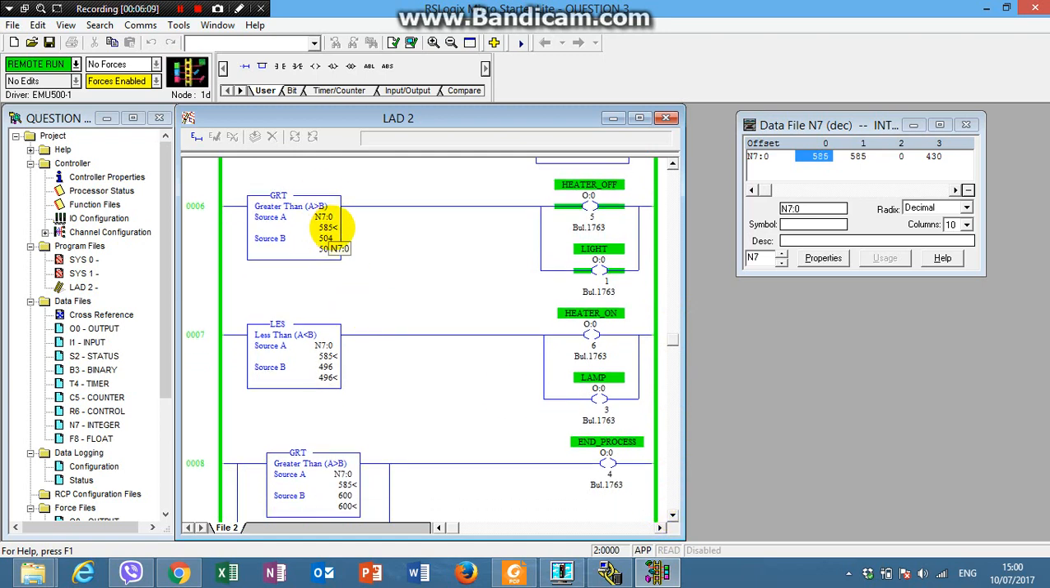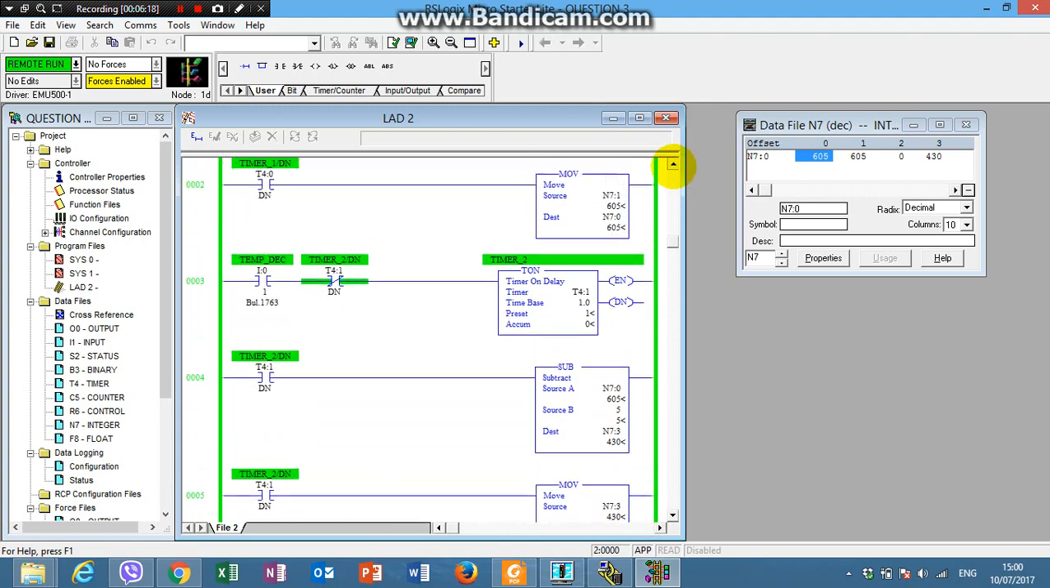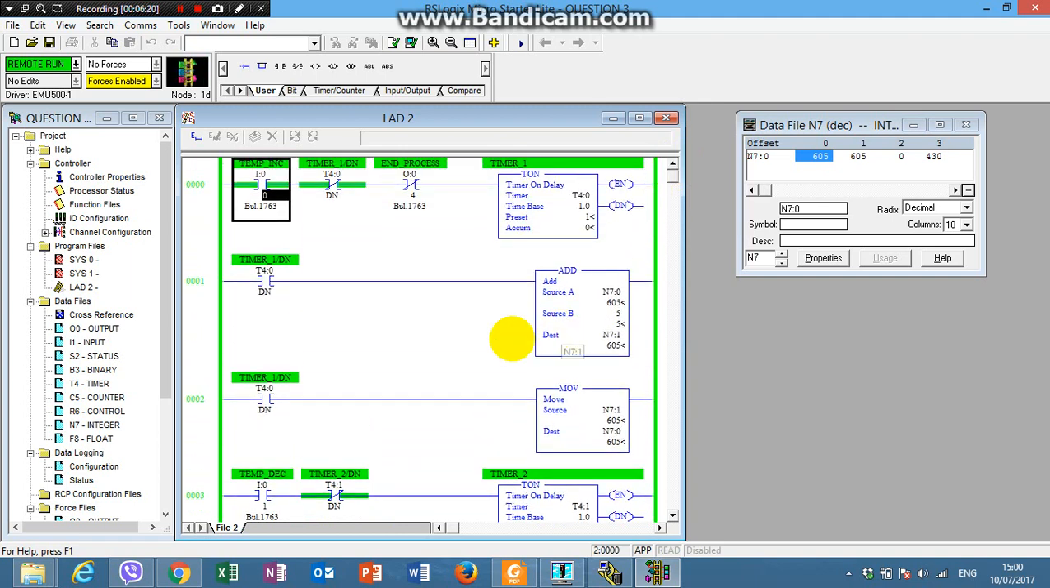Now when this temperature reaches 600, you can see this end process has been energized and the process is stopped. So this was all in the third question. Thank you.